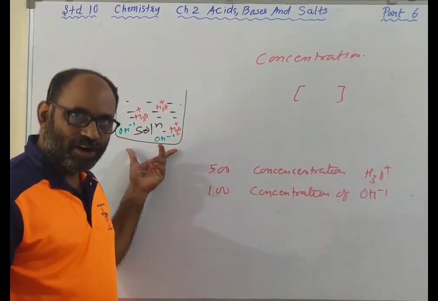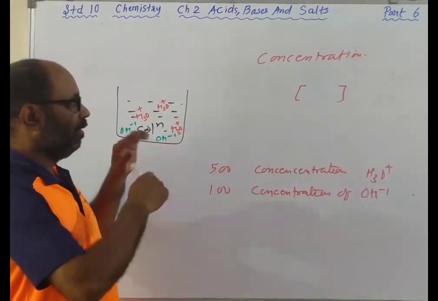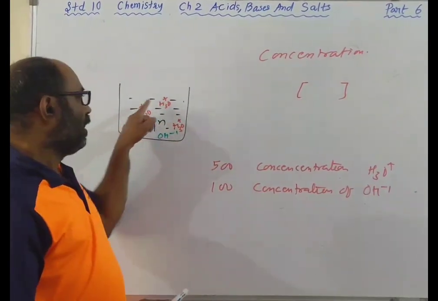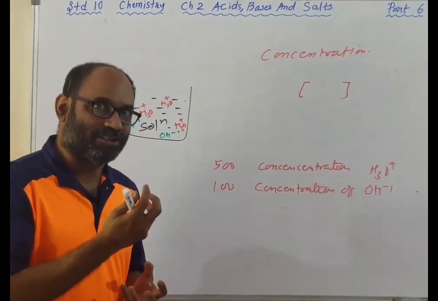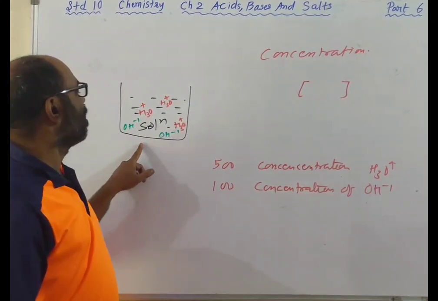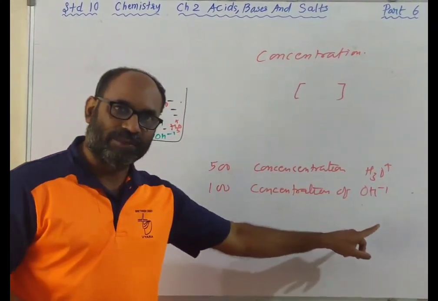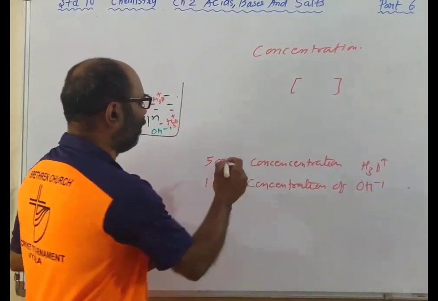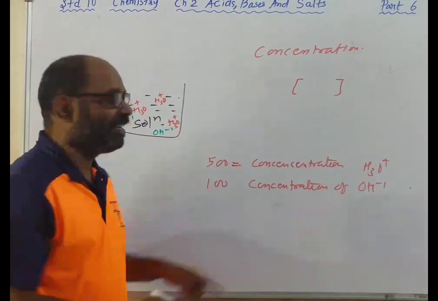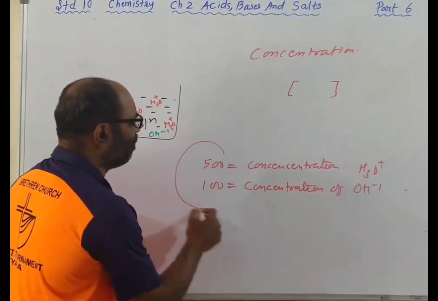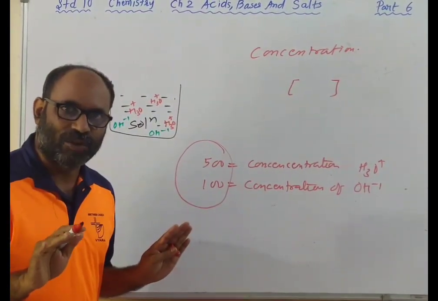I've taken a solution of some substance. Alright. When we find it is 1 liter by volume, the number of hydronium ions produced, counted, was 500, and the number of hydroxide ions produced, counted, was 100. So concentration of hydronium ion is equal to 500. Concentration of hydroxide ion is equal to 100. ये figure सिर्फ समझने के लिए है. It is just to understand.